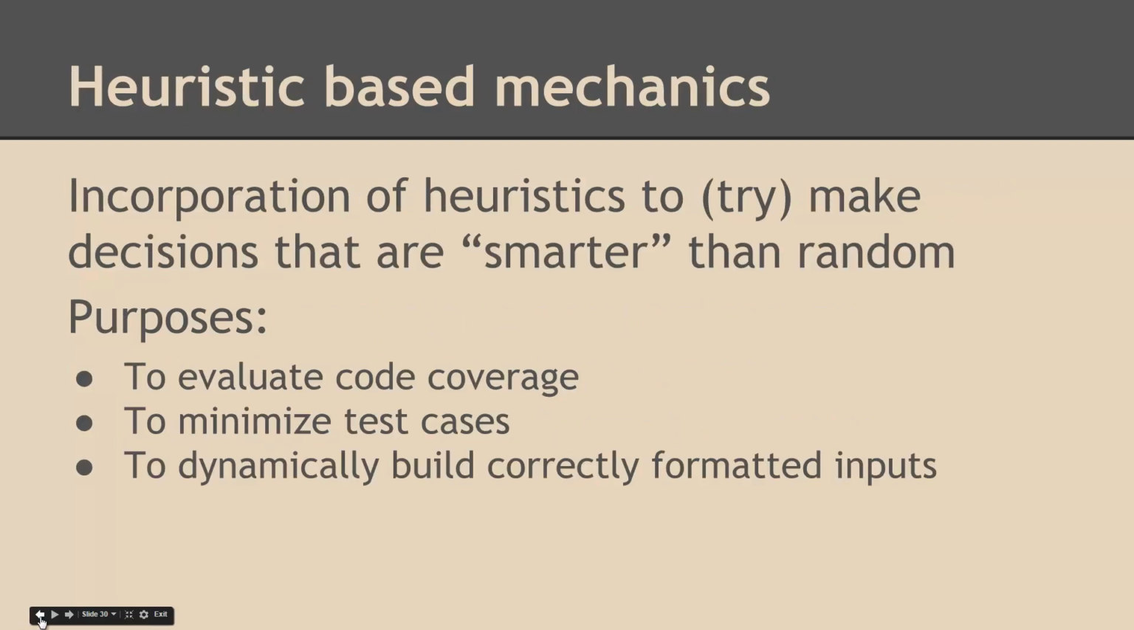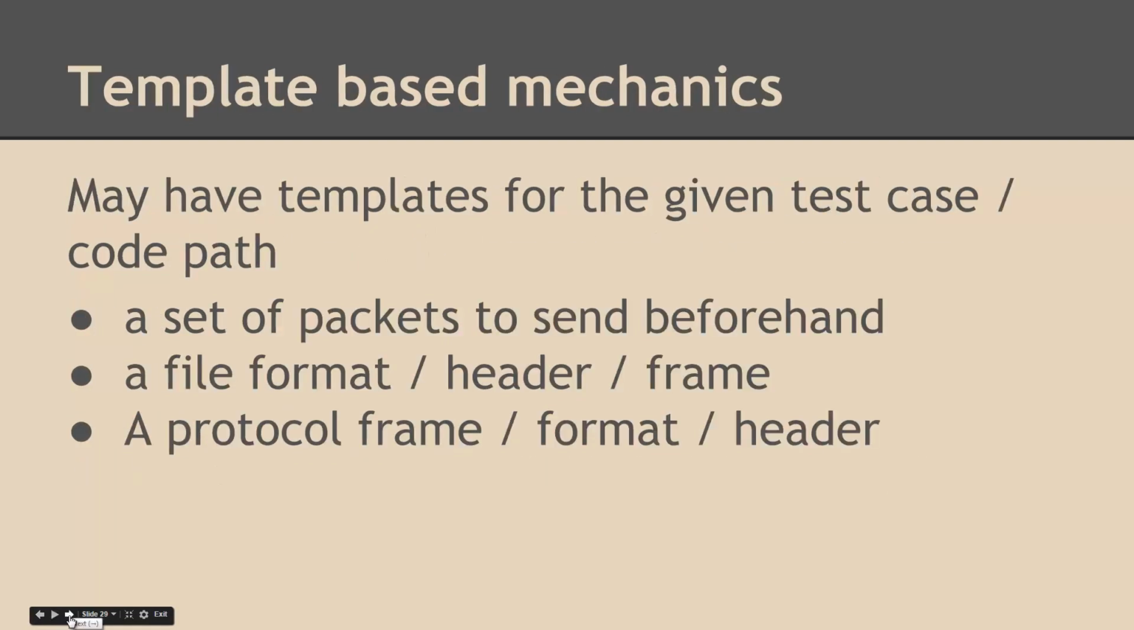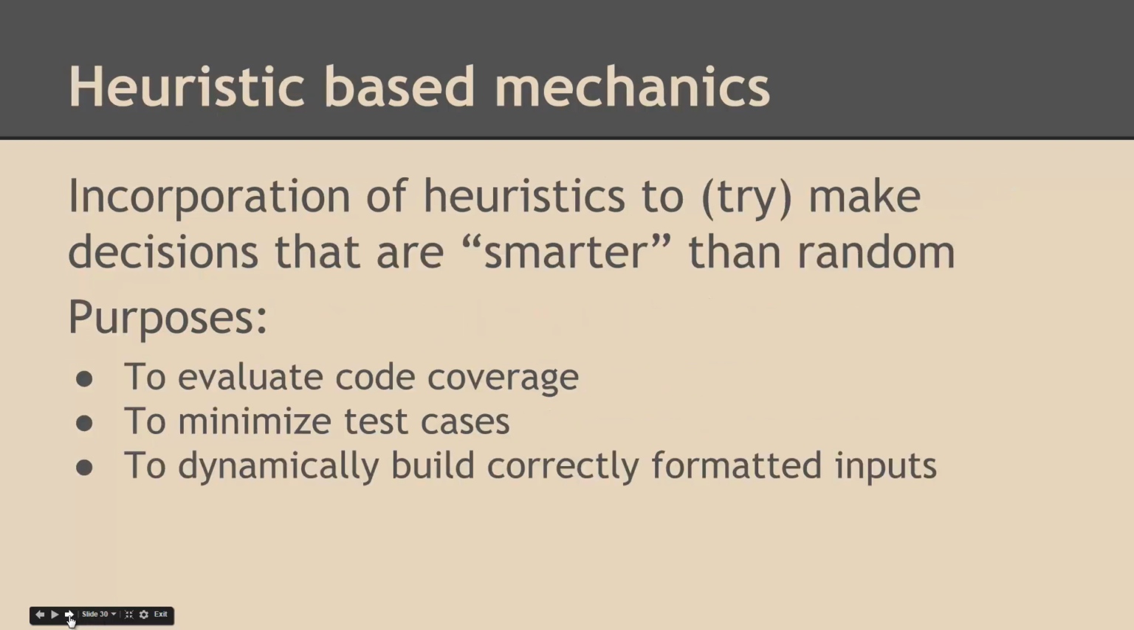This is obviously the template-based approach for exploring specific code paths. Heuristic-based mechanics is any mechanic that involves making smarter decisions on how to trim the test state space, or to reduce the number of test cases, or to evaluate code coverage and fuzz accordingly to maximize code coverage, and or to dynamically build correctly formatted inputs in case it recognizes there is repeated failure. All of these are on the same side of the coin as differential fuzzing.